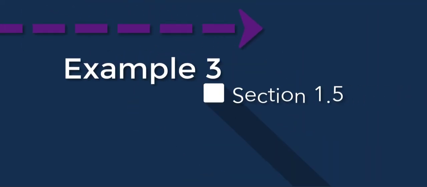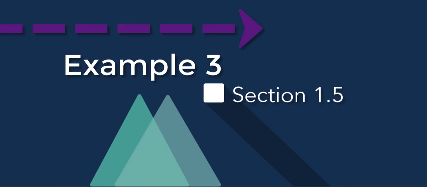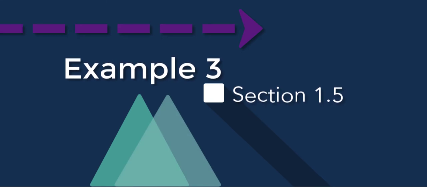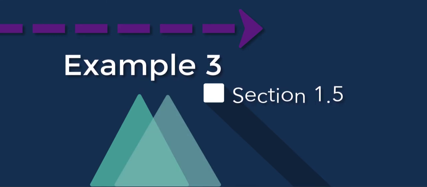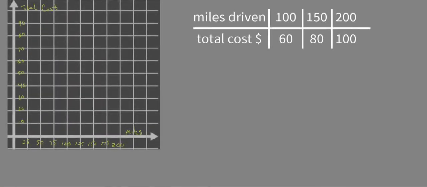With example 3 of identifying proportional relationships by graphing, we're given a table that shows the cost of renting a moving truck based on the miles that are driven. And we're asked to graph the data and explain if the relationship between the number of miles and the total cost is proportional. So I went ahead and copied the table, miles driven ranging from 100 to 200, and total cost ranging from 60 to 100.